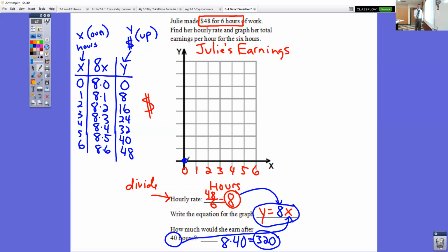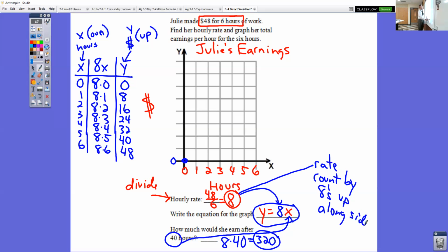But I'm going to teach you a little trick that will make your life easier. Whatever your rate is, you should count by that going up along the side. That's going to make things super, super easy to graph. So we're going to start off at 0, but then our rate, remember, is an 8. All right, this is our rate. So we want to count by 8s going up along the side. It's just going to make life easier to graph.